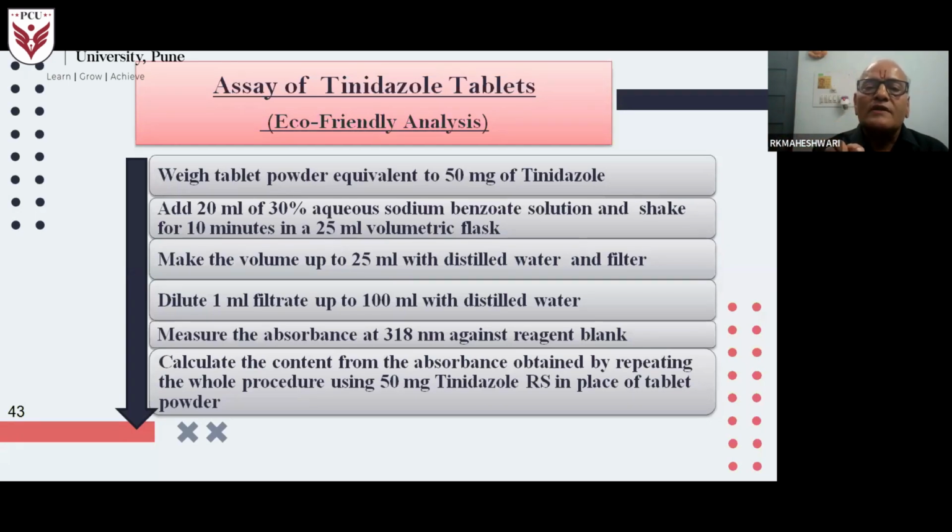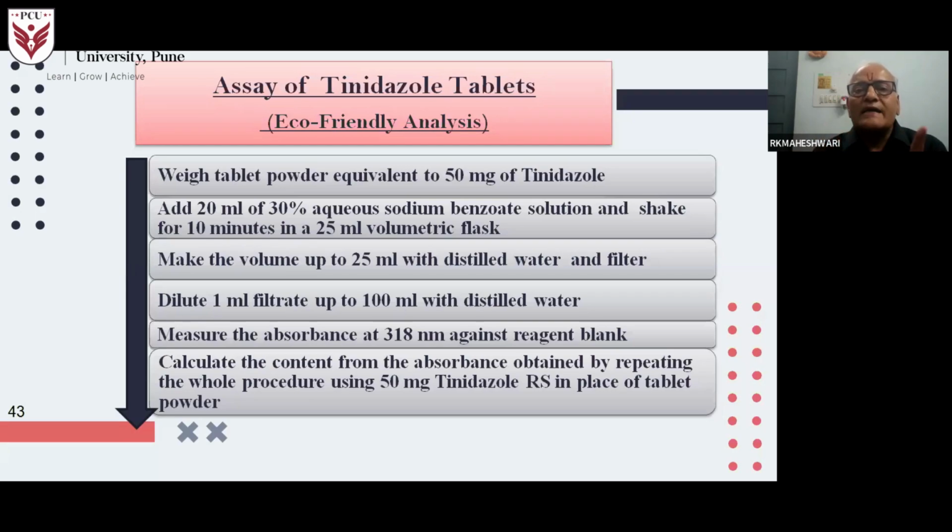From this stock solution, you will prepare different standard solutions. If you take 1 ml of the solution and dilute it up to 100 ml with water, it will be a 20 microgram per ml standard solution. And for this, the reagent blank will be made in the same way as we have discussed. So here the 20 microgram per ml sample solution, and here you have put the reagent blank solution. Absorbance is noted at 318 nm.